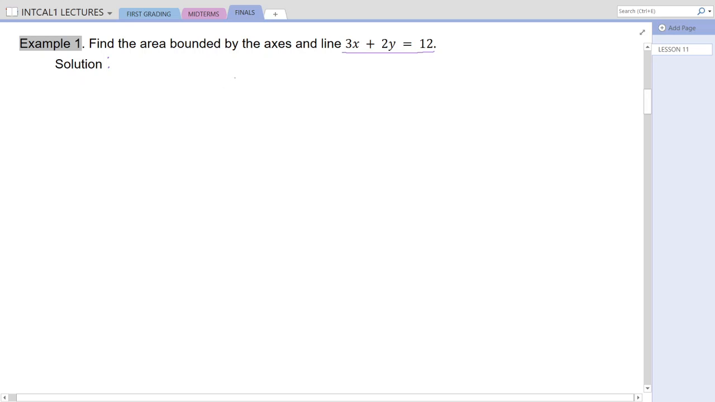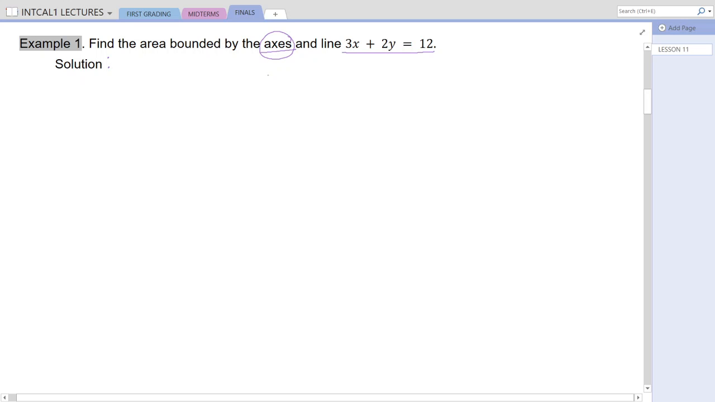Okay, so for the solution to this one, let us first graph 3x plus 2y is equal to 12. The requirement for this is the area bounded by the axes and the line 3x plus 2y is equal to 12, meaning that the axes include the y-axis of the rectangular coordinate system as well as the x-axis.